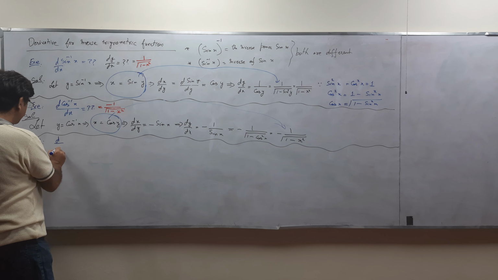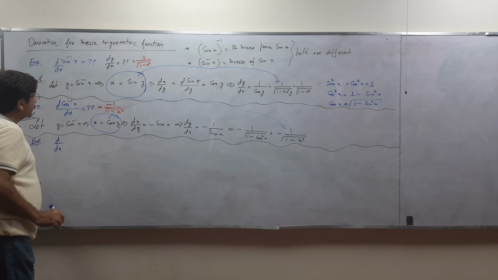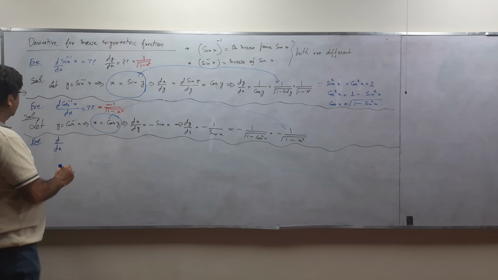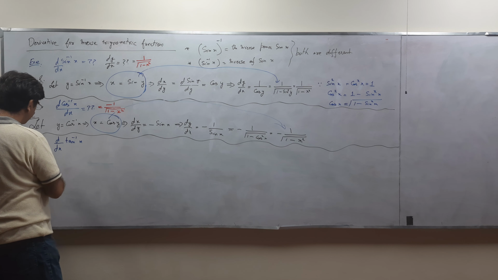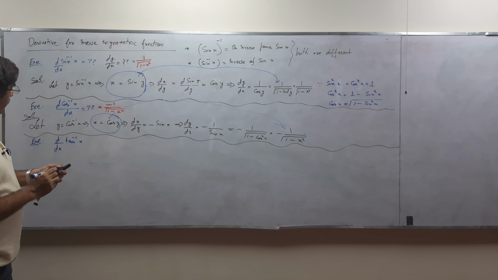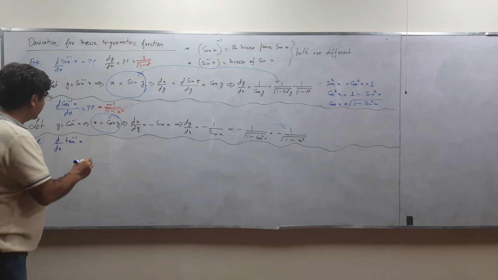Next is d by dx of tan inverse of x. Now we have to find the derivative of tan inverse. What is that?